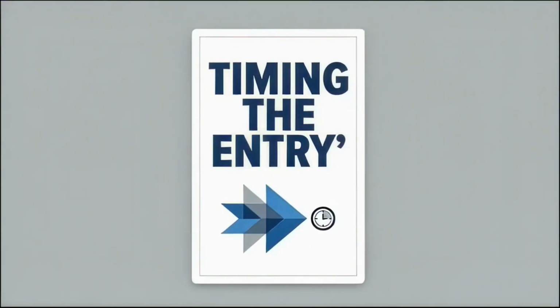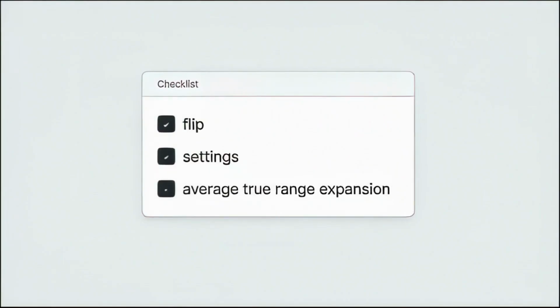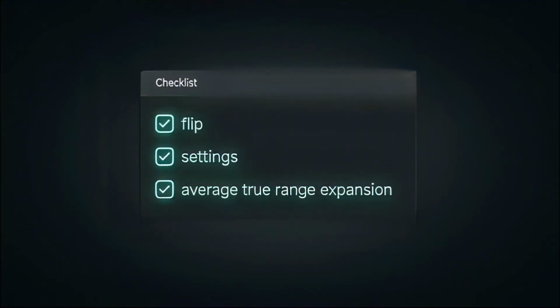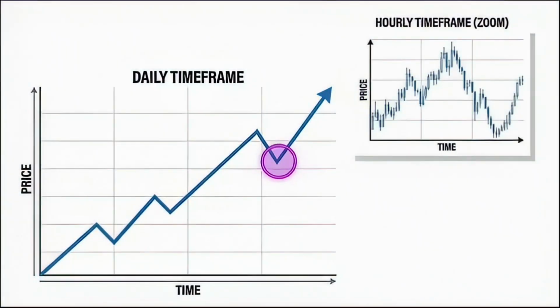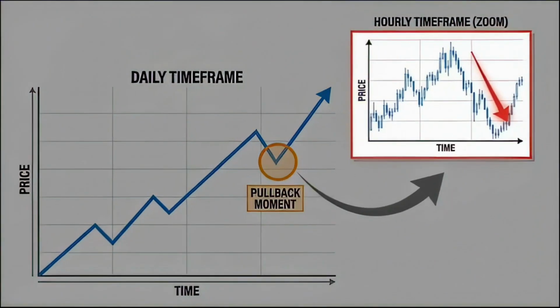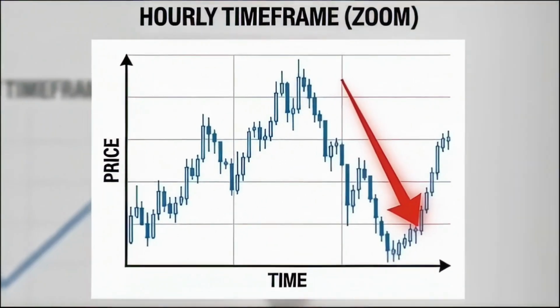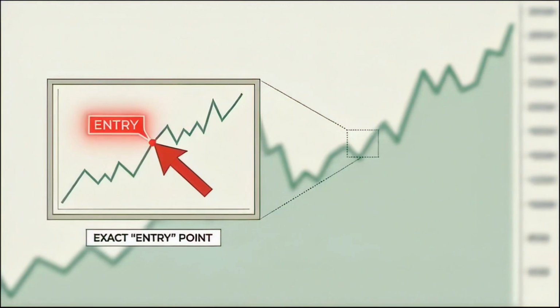One practical note on timing the entry itself: do all of your checking, the flip, the settings, whether the candles are genuinely expanding, on the time frame you actually trade. But when you are simply waiting for the pullback to touch the line and show its reaction, it is perfectly fine to drop to a faster time frame just to catch that exact candle a little earlier. Your main chart tells you whether the trade exists at all. The faster one just helps you time the moment you actually click.